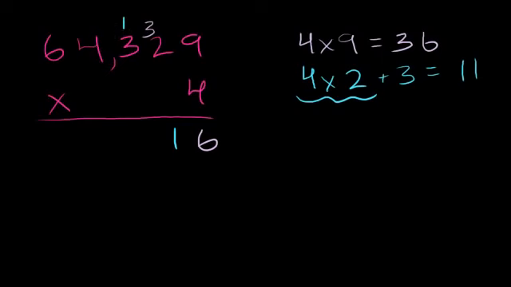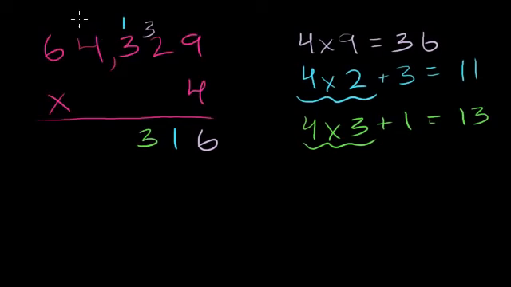Then you got 4 times 3. You got that 1 up there, so you're going to have to add that. 4 times 3 is 12, plus 1, which is equal to 13. Then you have 4 times 4. You have this little 1 hanging out here from the previous multiplication, so you're going to have to add that. That's equal to 16 plus 1, which is 17. Stick the 7 down here. Put the 1 up there.